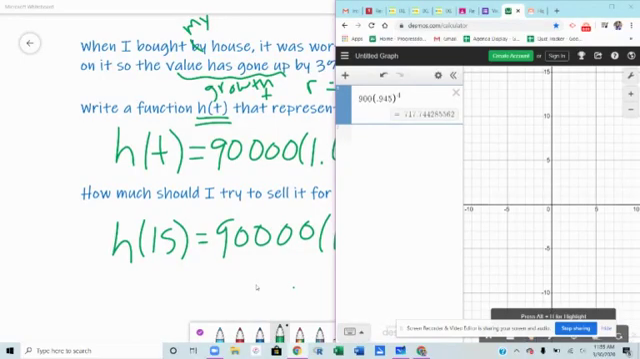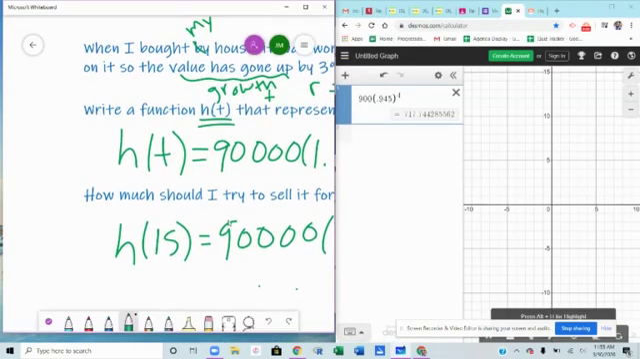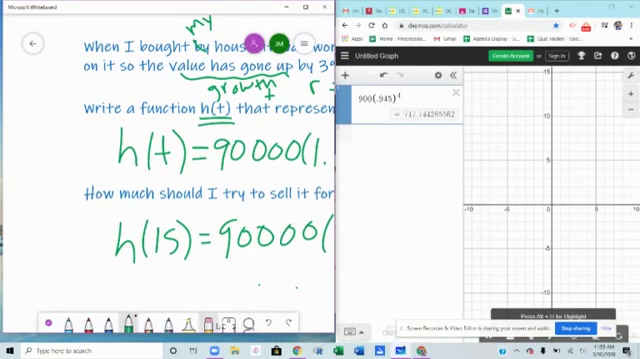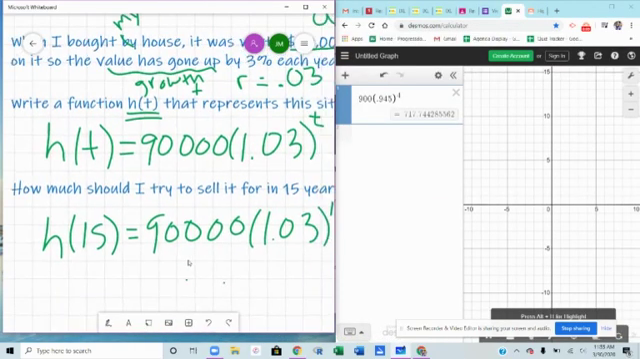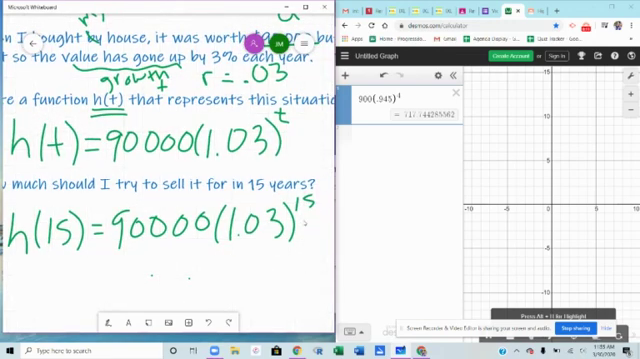I'm not sure what just happened at the end of that video, so I'll just pick up where we left off. So we plugged in our 15, because that's how many years we're going to sell it after. So then we go to Desmos, and we type in our 90,000 times 1.03 to the power of 15. And how much I try and sell it for, we're talking about money. So once again, you can have decimal places.